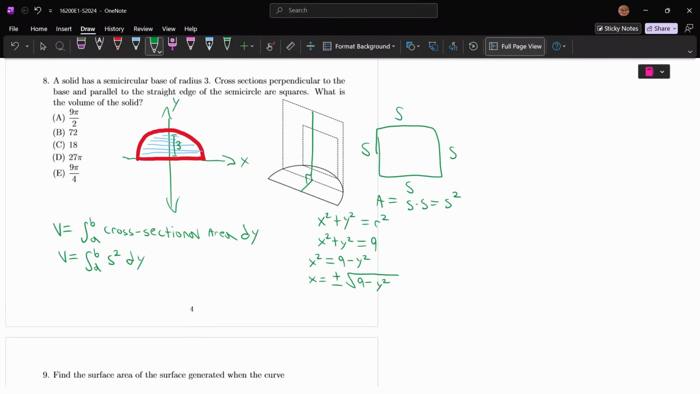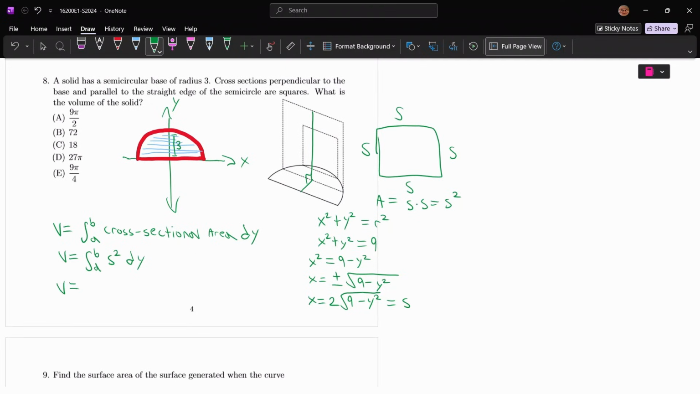But we can't integrate that, so we're going to have to replace that plus or minus with something that can compensate and represent both of these lengths. Since we know that the positive or the negative side on their own only accounts for half of this curve, we can replace the plus or minus with a 2, and we can say that x is actually going to be equal to 2 times the square root of 9 minus y squared, like this. And so this is going to be the function that represents the length of each of these squares. And so we can say that this is going to be equal to s. And so we can plug this in for s and then integrate.